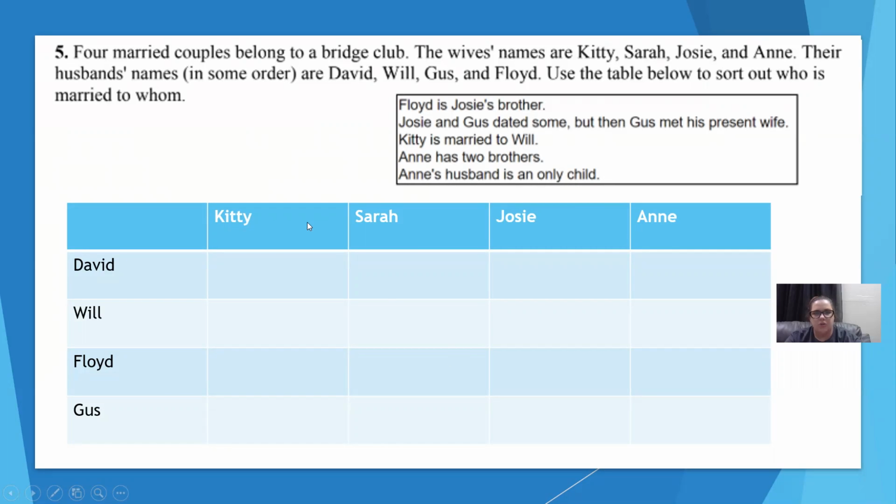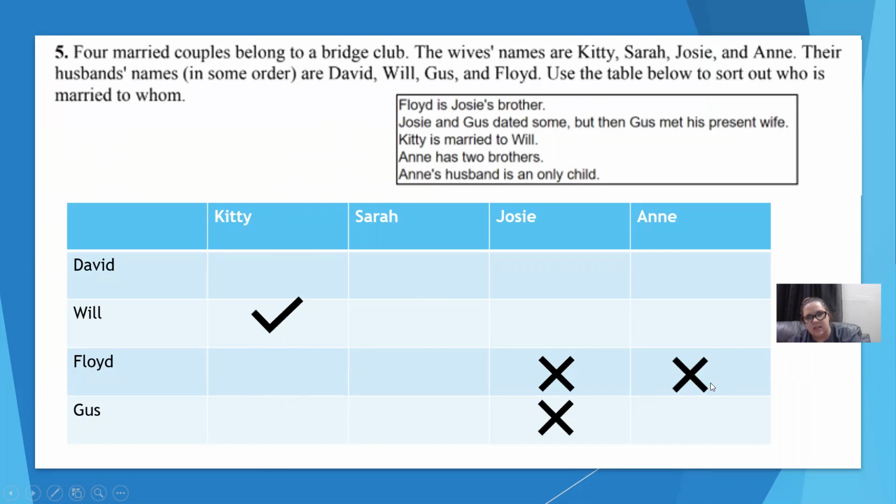Okay, so Floyd is Josie's brother. So Josie will not be married to Floyd, obviously. So I put it there. And then Kitty is married to Will. That is automatically a known thing. Oh wait, sorry. Josie and Gus dated some, but then Gus met his present wife. So that is just giving us that Josie and Gus are not married. And then we have Kitty is married to Will, so a check on that. We know they are married.